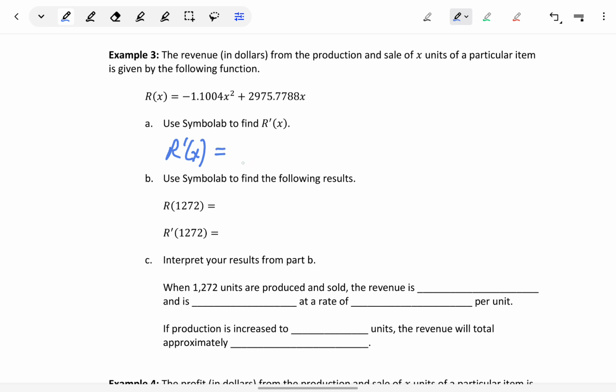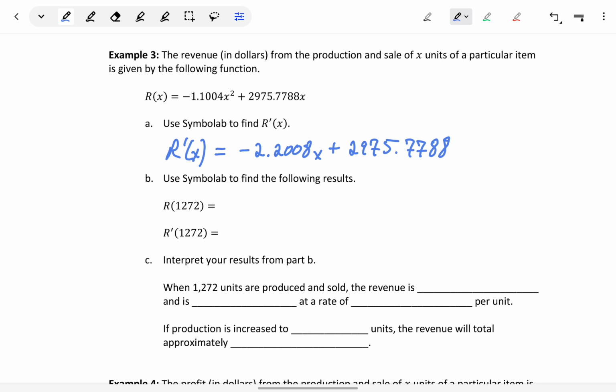We want to first find R prime of X, which is the marginal revenue function. We can do that in Symbolab, and our result should be negative 2.2008x plus 2,975.7788.